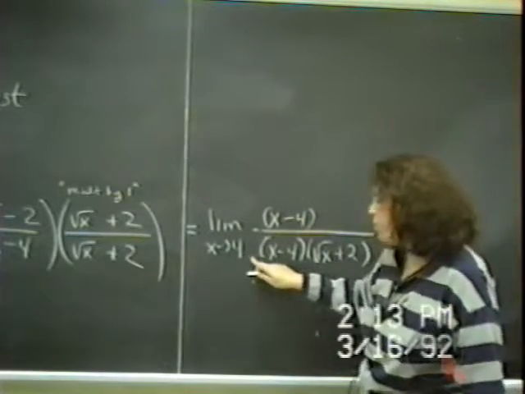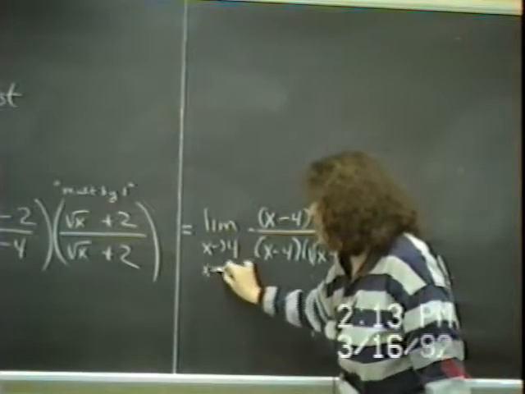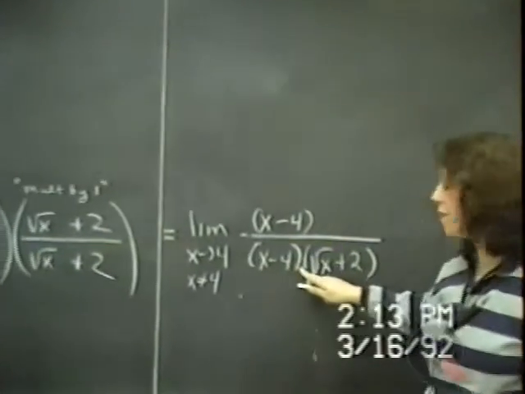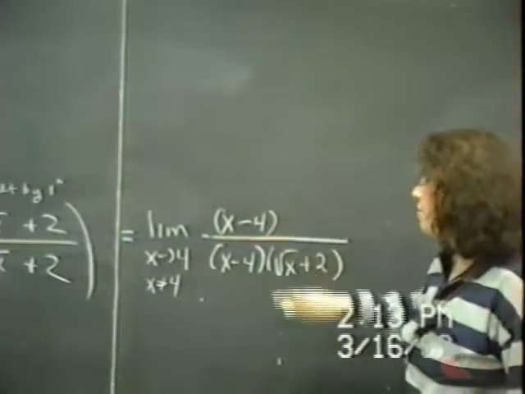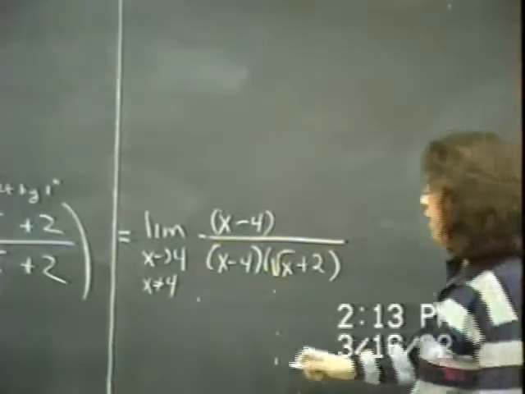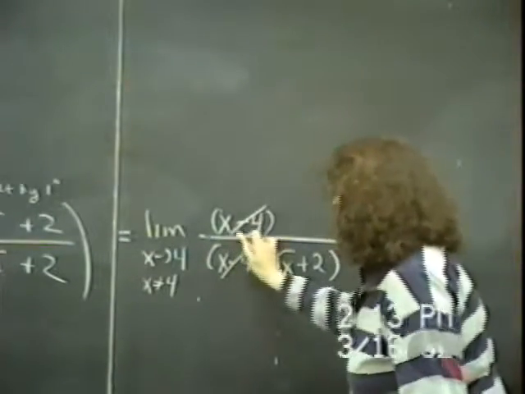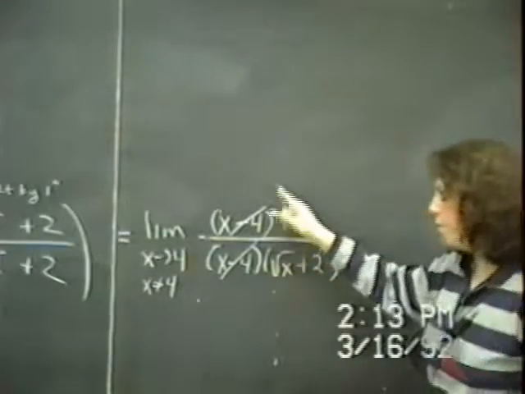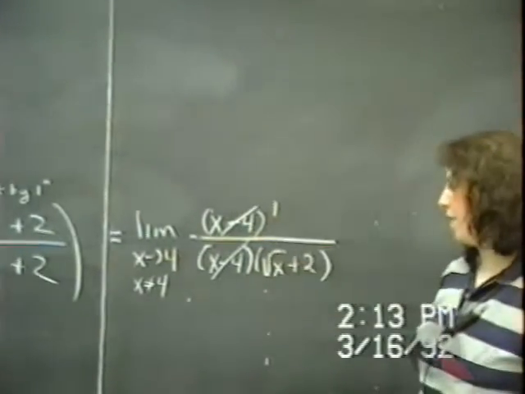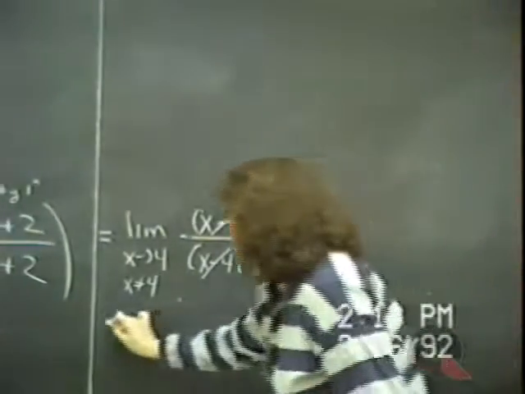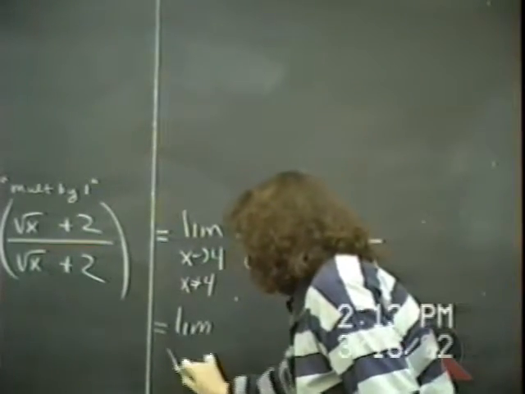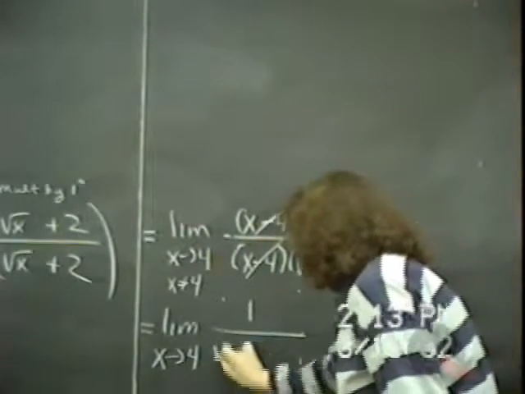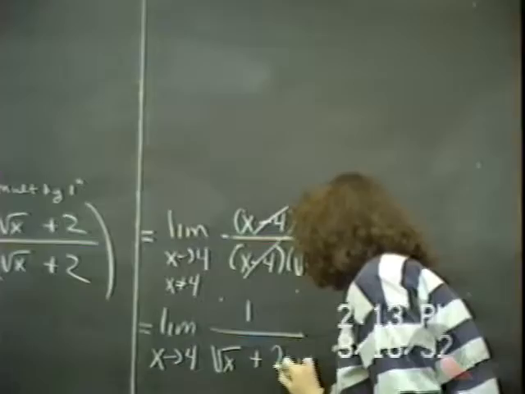Now, as x approaches 4, remember, x is not equal to 4. It's just getting close to it. Well, if x is not equal to 4, x minus 4 is not equal to 0. And we can divide numerator and denominator by x minus 4. If you divide x minus 4 by x minus 4, you're left with a 1, not a 0. When you cancel out everything in the numerator, a 1 remains. So we have here the limit as x approaches 4 of 1 over the square root of x plus 2.